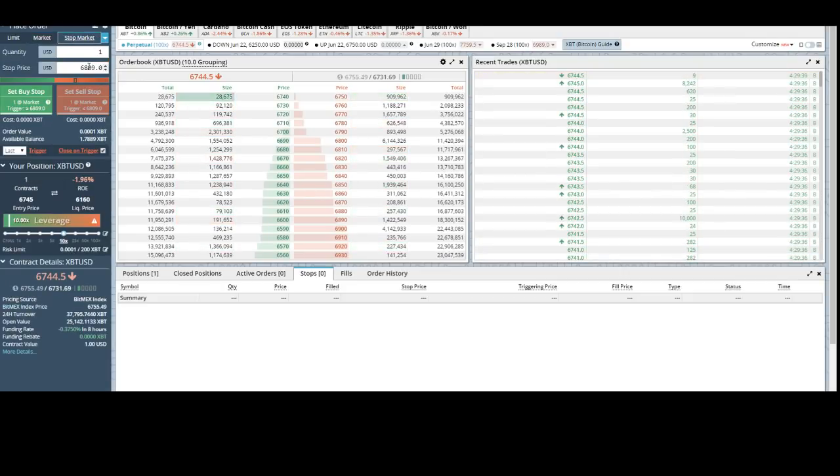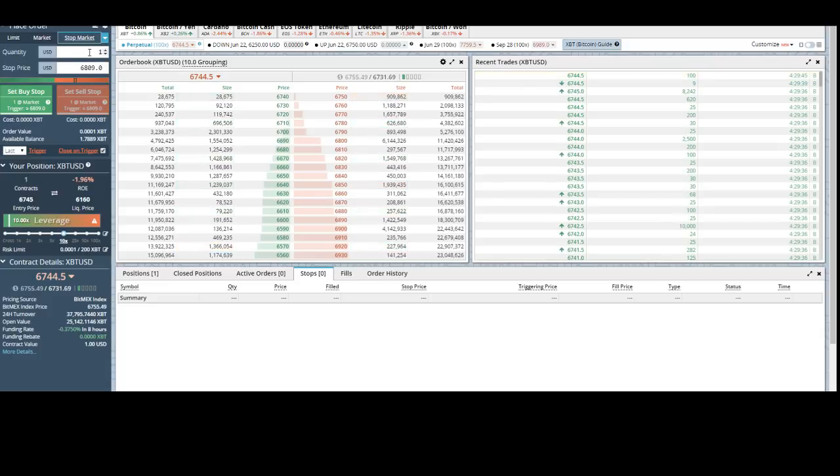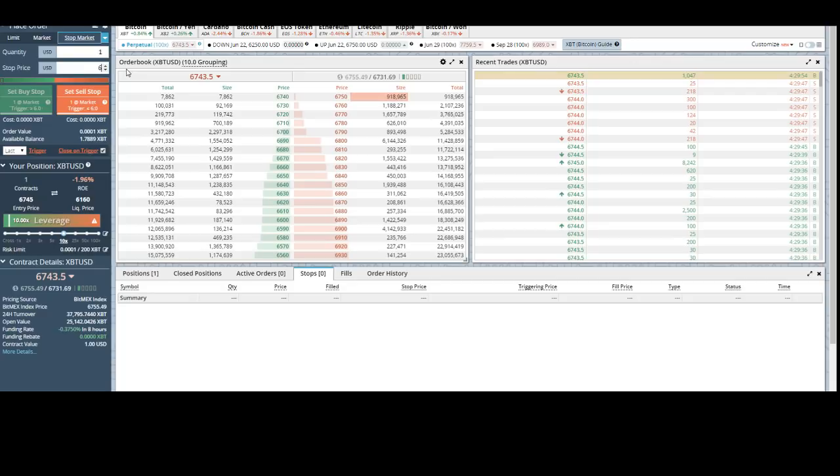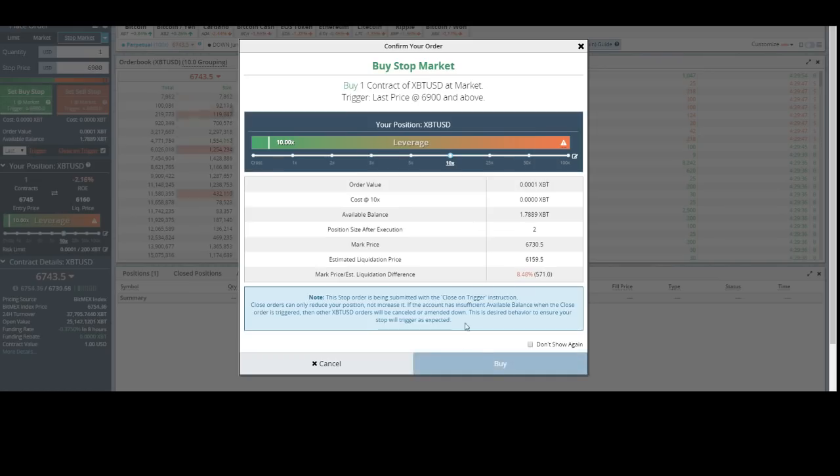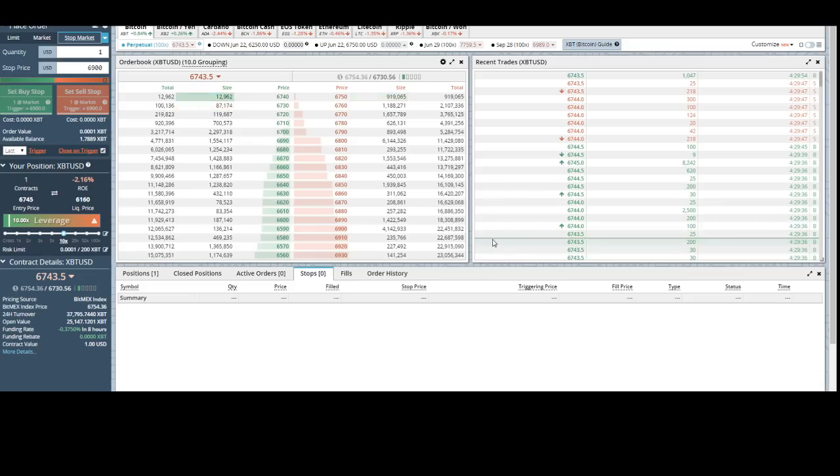So stop market. Very simply, if we were trading and we were in a short right now, then our stop loss, let's say 6,900, we set our buy stop. Boom, we're good to go.